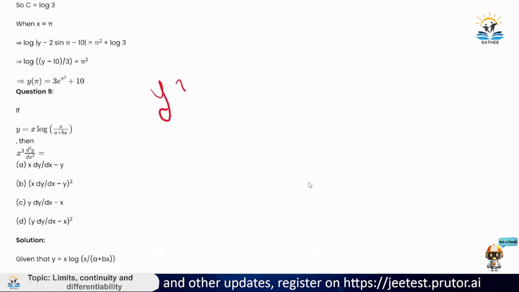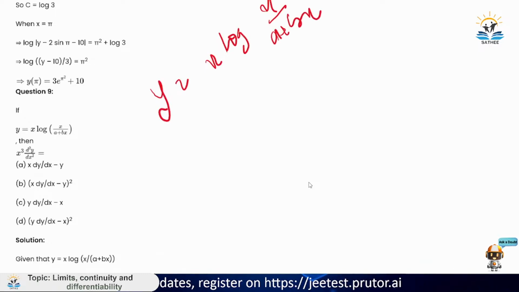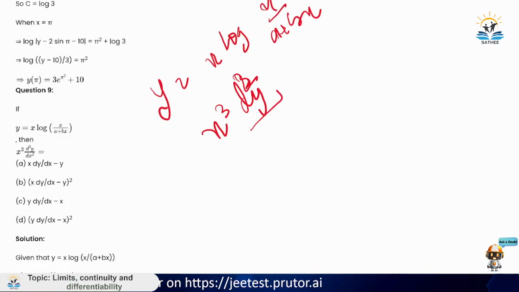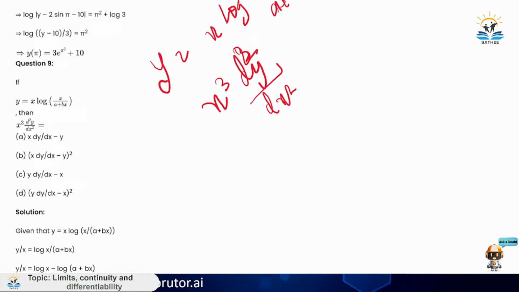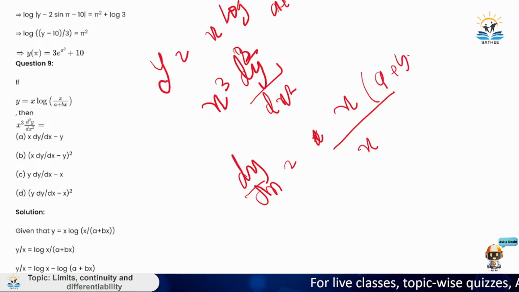So let's do this one. If it is given y is equal to x log x upon a plus bx, and we have to calculate x cube d square y by dx square, like the double derivative of y, right? So let's simply go with the question. dy by dx is equal to x as it is, then differentiate log. So it gives us x, a plus bx, then differentiating this.